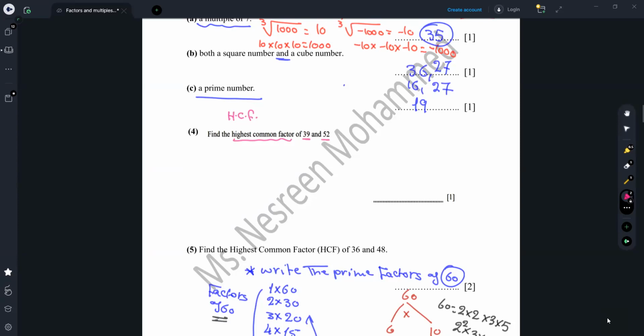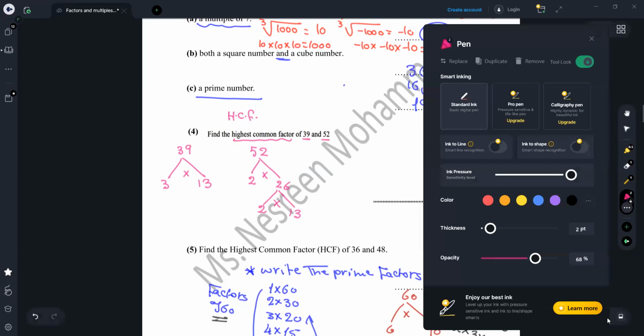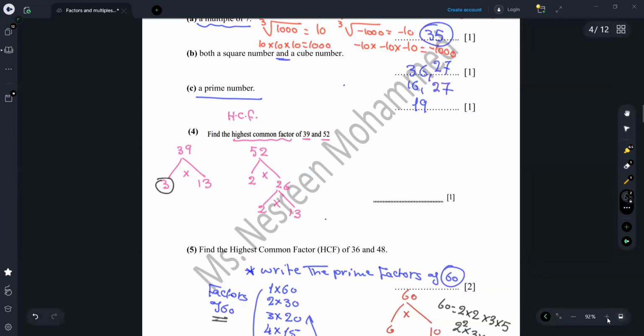The highest common factor of 39 and 52. Okay, I will get the prime factors of 39 and the prime factors of 52. What are the prime factors of 39? 39 equals 3 multiply 13. And 52 is 2 multiply 26, and 26 is 2 multiply 13. We will circle the prime numbers: 3, 13, 2, 2, 13.